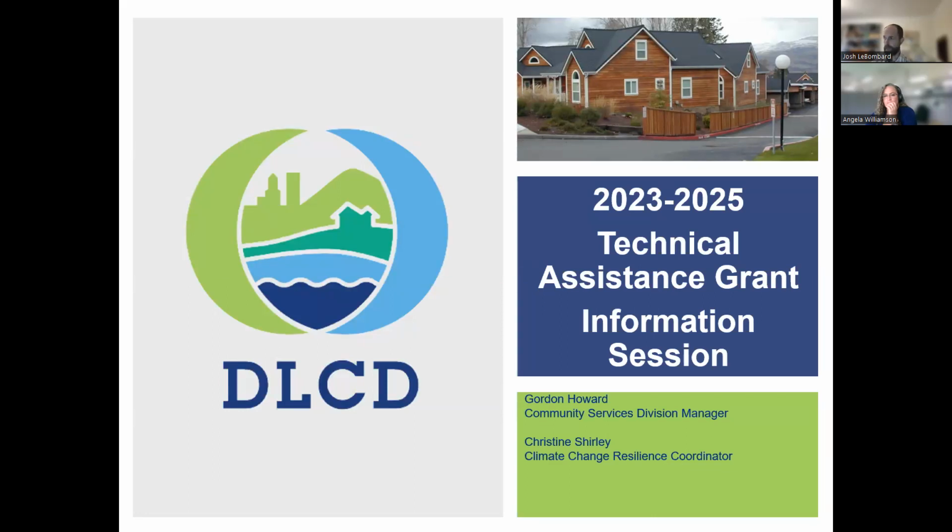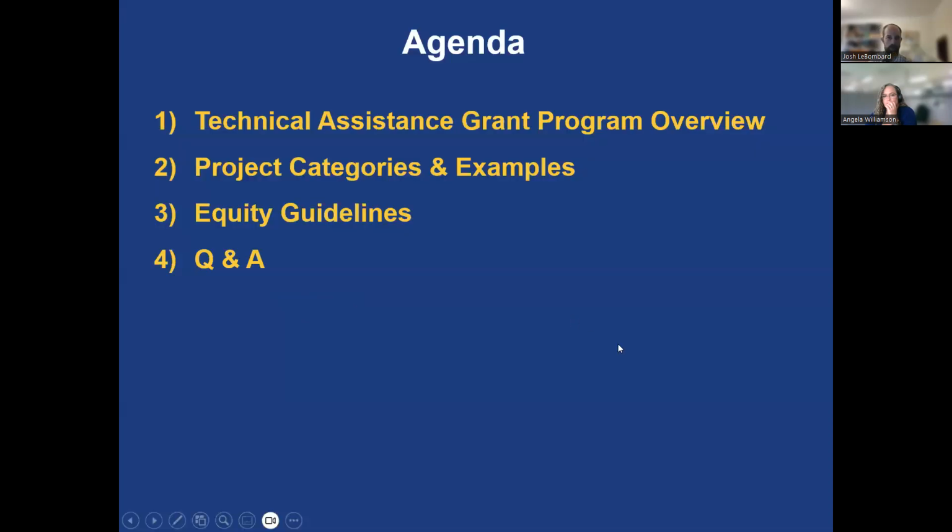So basically today we're just going to go through a few things about our technical assistance grants. First, we're going to give a general grant program overview. Then we'll get into more detail about the project categories and provide some examples of projects that fit within those categories. We're also going to spend a little time talking about the equity guidelines, which are fairly new for DLCD as part of this application process and the project submittals. And then we'll have some time for questions and answers at the end.